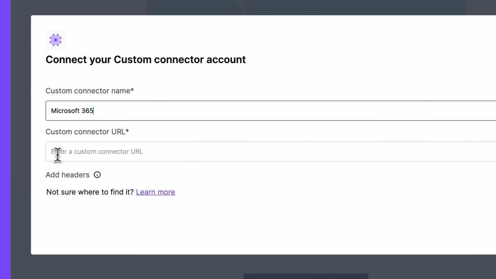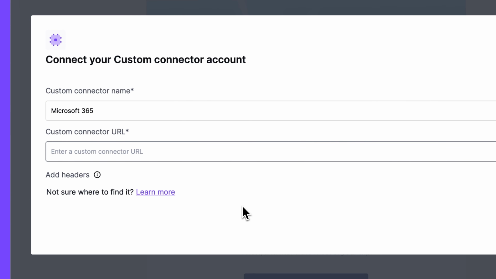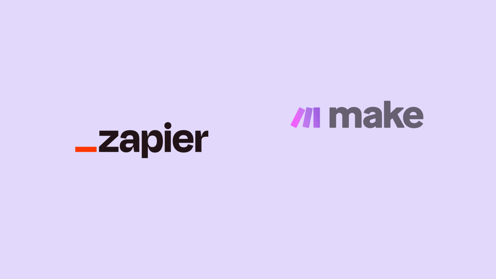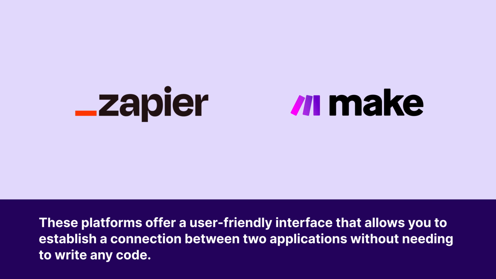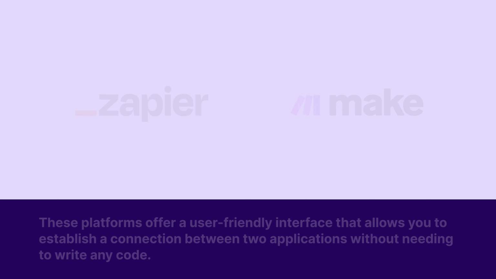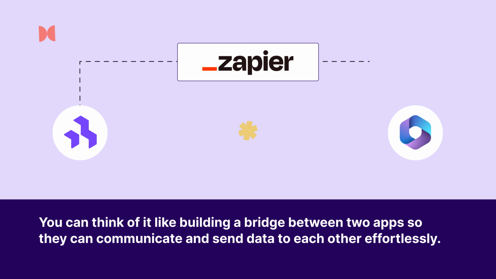Next, we need to add the custom connector URL. Now, the easiest way to get the custom connector URL is through a no-code automation tool like Zapier or Make. These platforms offer a user-friendly interface that allows you to establish a connection between two applications without needing to write any code. You can think of it like building a bridge between two apps so they can communicate and send data to each other effortlessly.